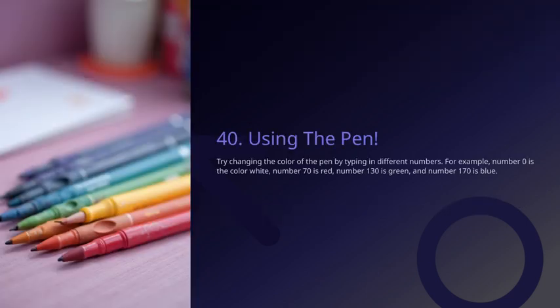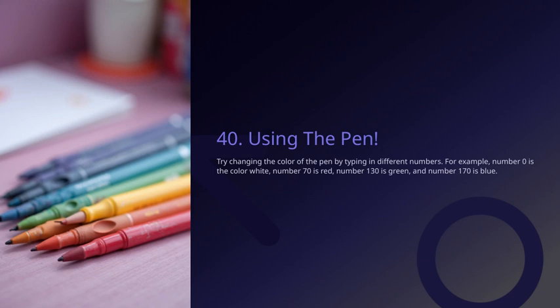Now, let's explore how to use the pen tool effectively. One of the fun features is that you can change the color of your pen by typing in different numbers. For example, if you type 0, the pen will be white, which can be useful for erasing or highlighting specific areas. Typing 70 will give you red, perfect for drawing attention or making annotations stand out. If you want to work with green, enter 130, and for blue, use 170. This way, you have a quick and easy way to switch colors without digging through menus.